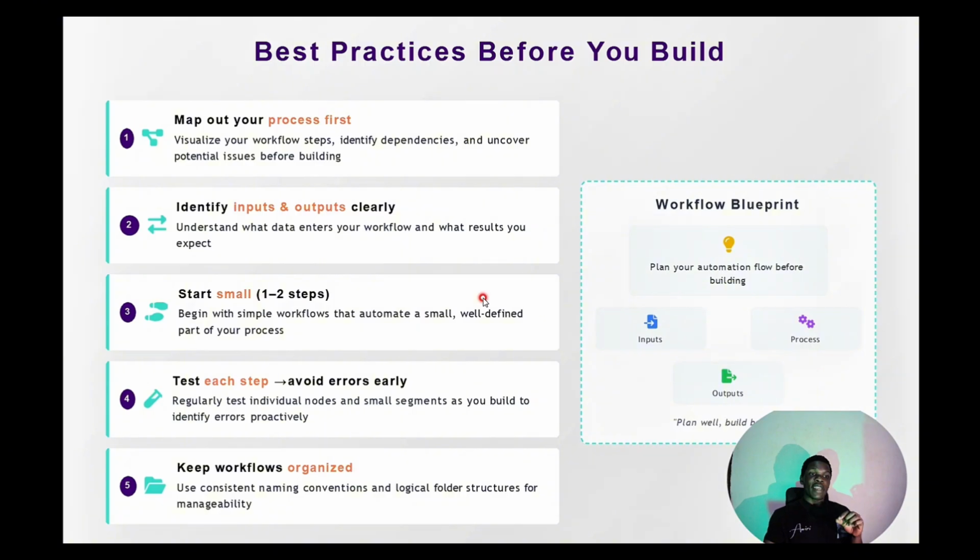Start small. The third one is start small. Begin with simple workflows that automate a small, well-defined part of your process. You should start small. Don't try to do everything at a time.